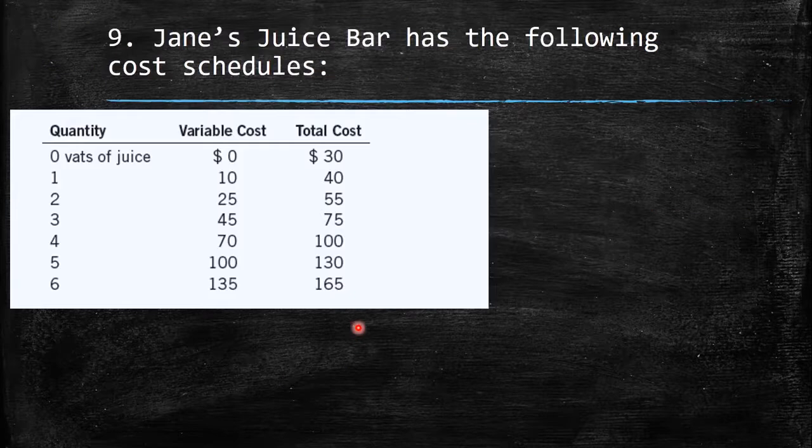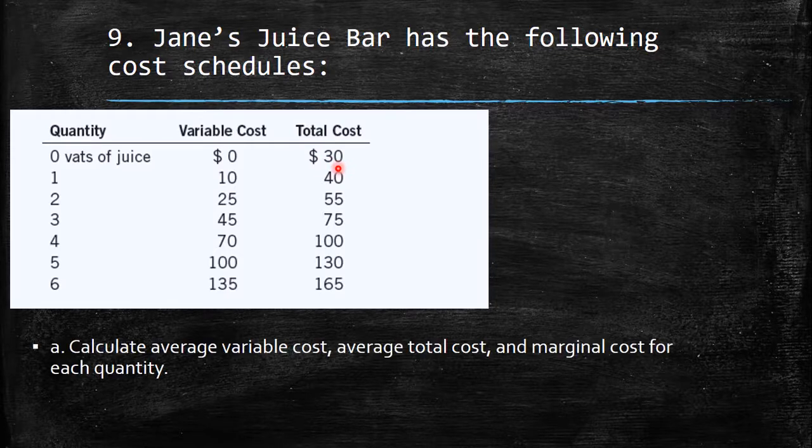The other question says, Jane's juice bar has the following cost schedules. So here we have basically the same as we did before with the dozen pizzas, but with vats of juice. Here we have the variable cost, and here the total cost. Here you automatically infer that the 30 is going to be the fixed cost. The question says calculate the average variable cost, average total cost, and marginal cost for each quantity.